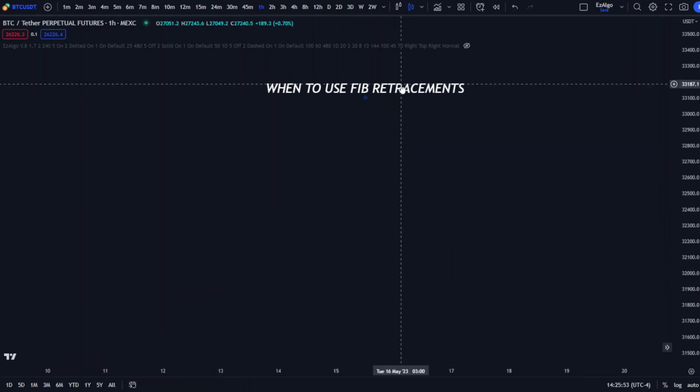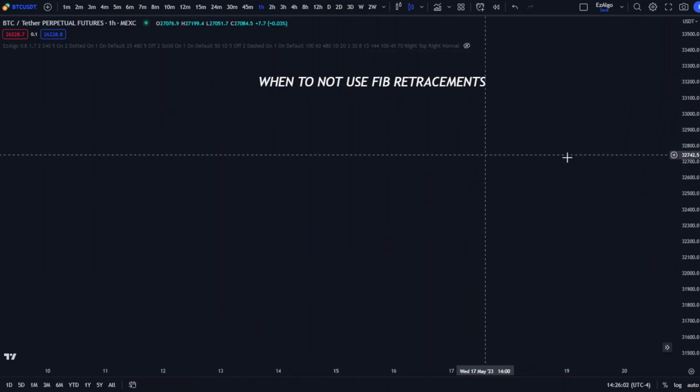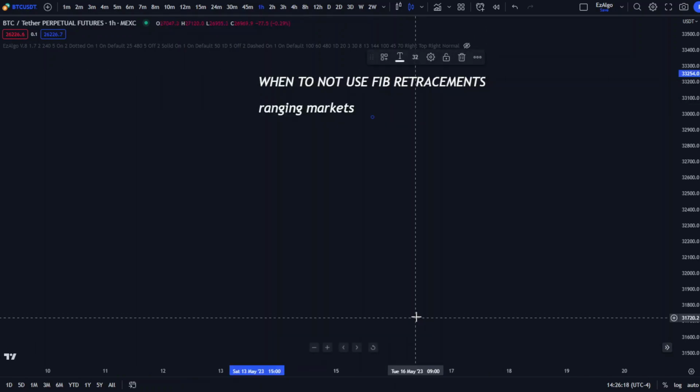All right, so that's when to use fib retracements. But when do you not use fib retracements, right? Because there is a time and a place where if you use fib retracements, it might not be in your best interest, all right? And in this case, it's in a ranging market. So in a ranging market, you don't want to use fib levels, all right?